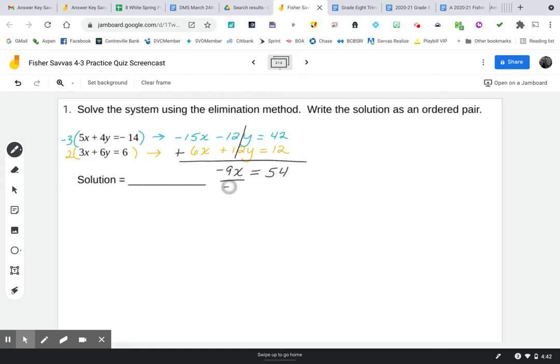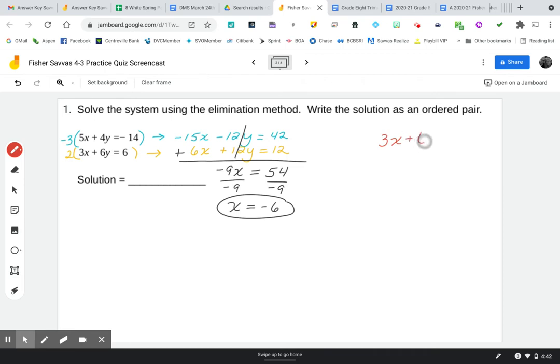From here, I need to divide by -9 on both sides of the equation, and I will get x is equal to -6. All right, so I figured out what my x term is. I now need to figure out what my y term is. And in order to get my y, I need to plug in, or should I say substitute in, to one of the original equations that my x value is -6. Since it doesn't matter which equation I use, I'm just going to use the bottom equation since everything there is positive.